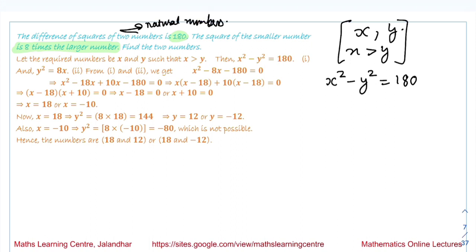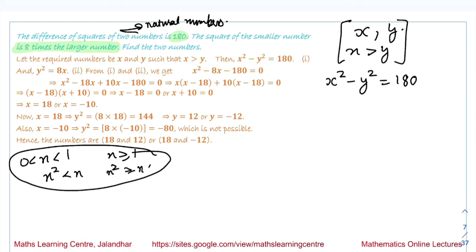Otherwise the things will become quite different, because if x is between 0 and 1, then x square is less than x, and if x is greater than or equal to 1, then x square is greater than or equal to x. So the things will be quite different, but we are considering only natural numbers over here. So we are saying x square minus y square is 180. Next is the square of the smaller number. It means y square is 8 times the larger number.